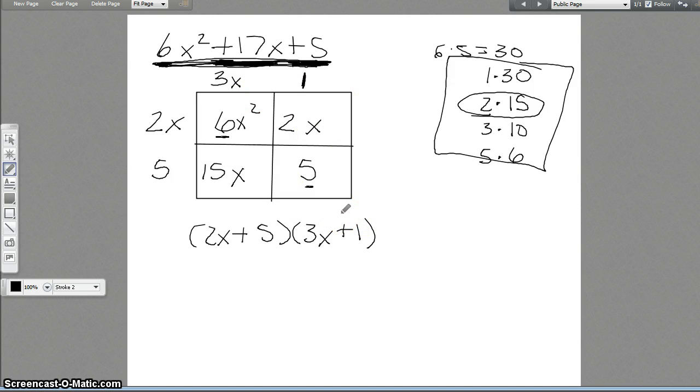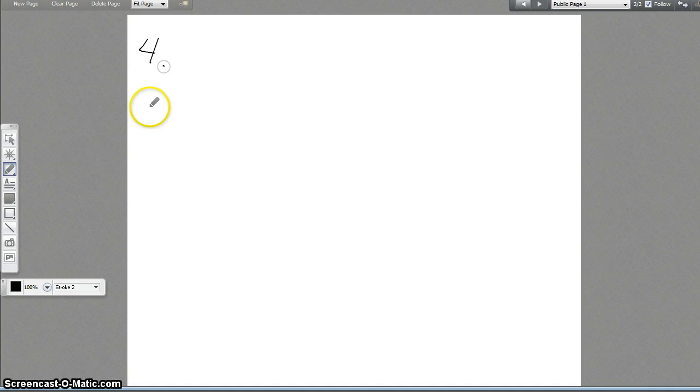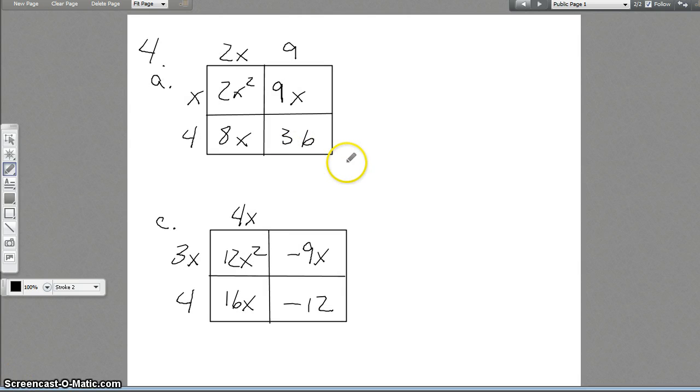So let's work some of the problems. The first one we're going to look at is number 4. Okay, so for number 4, you are given an already worked out diagram of a problem. And it says to express the area of the figure both as a polynomial in simplest form and as the product of two binomials. Notice it asks for two different forms.